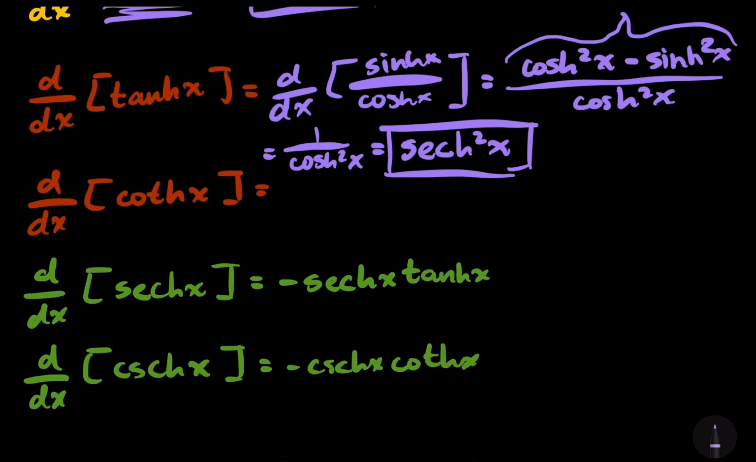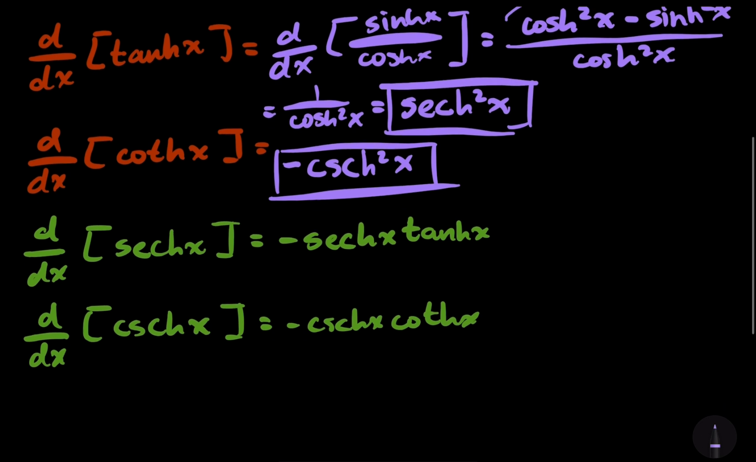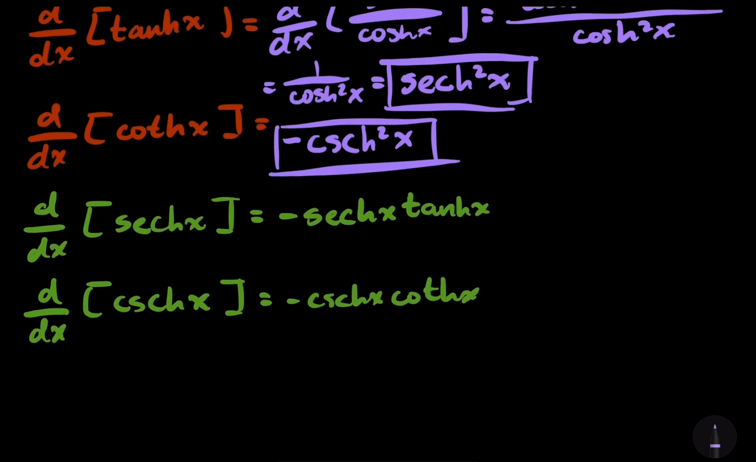And then if you go through the same process for hyperbolic cotangent, then you will end up with negative cosecant hyperbolic squared of x. And I encourage you to try this one out for yourself just to get more practice taking the derivatives of rational functions. And same thing for secant hyperbolic and cosecant hyperbolic. I'm not going to go through these proofs, but I encourage you to try them yourself. And if you do, you should end up with negative secant hyperbolic times tangent hyperbolic as the derivative of secant hyperbolic of x. And then for cosecant, it will be negative cosecant times cotangent hyperbolic of x.